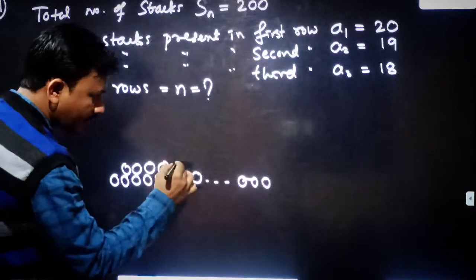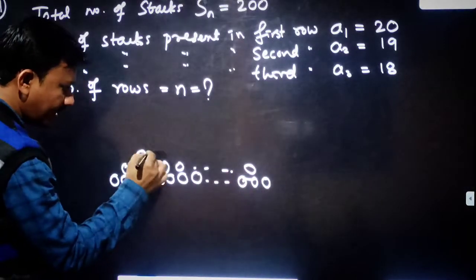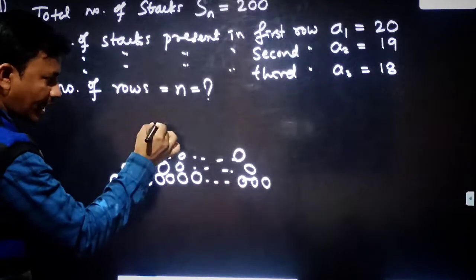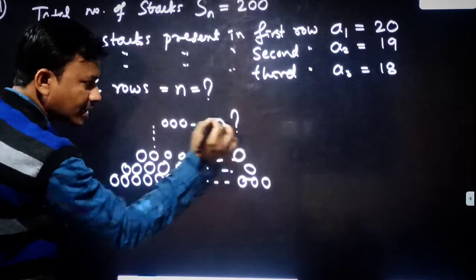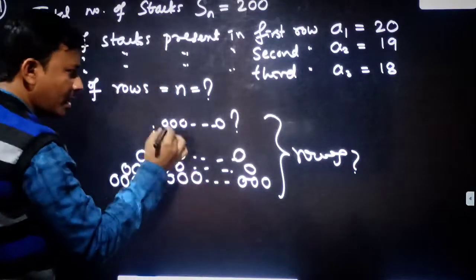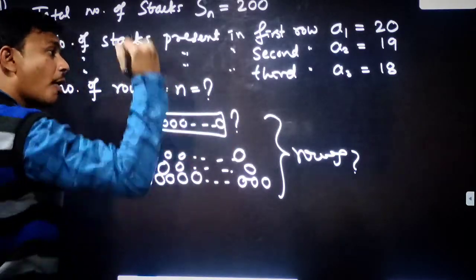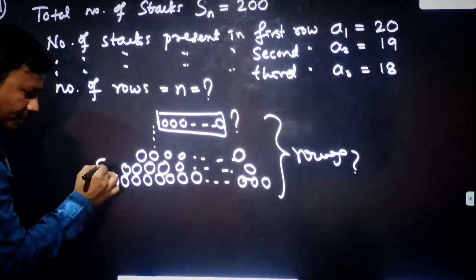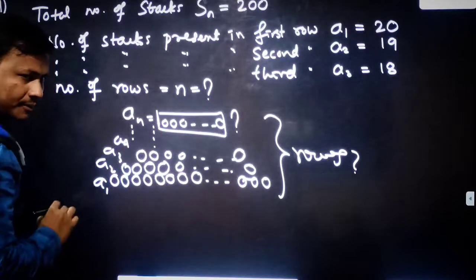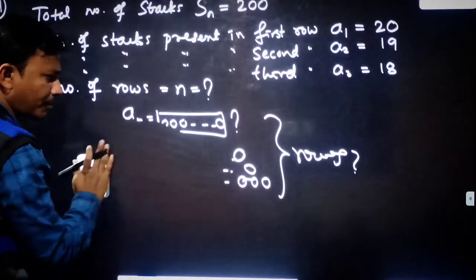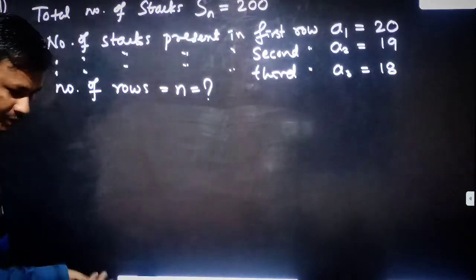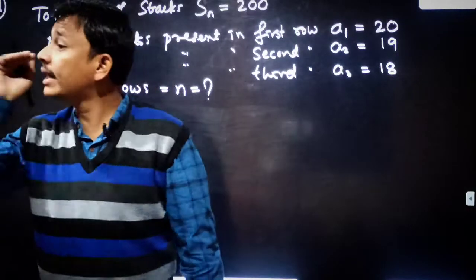Then A2 is 19 stacks. A3 is 18 stacks. Then number of rows. Again at the top, how many stacks are there? And how many number of rows are there? Number of rows, question mark. And number of stacks present in the topmost row, that is nothing but A1, A2, A3, A4 and so on. An is equal to question mark. That means number of rows n is equal to question mark, and number of stacks present in the nth row.